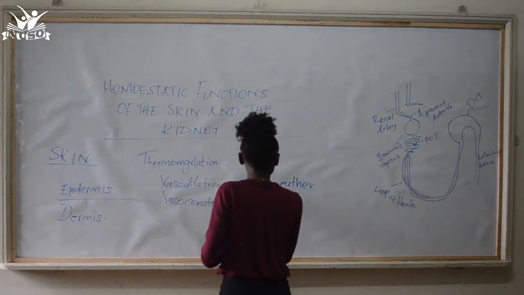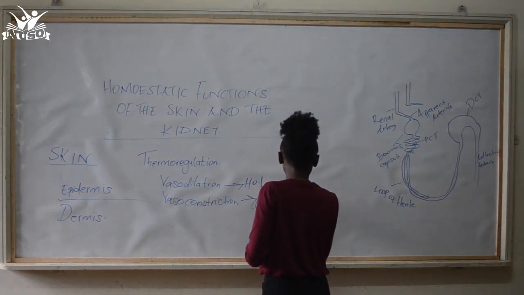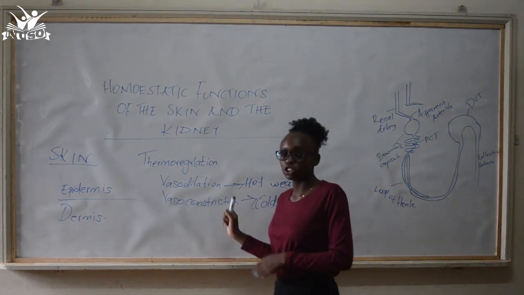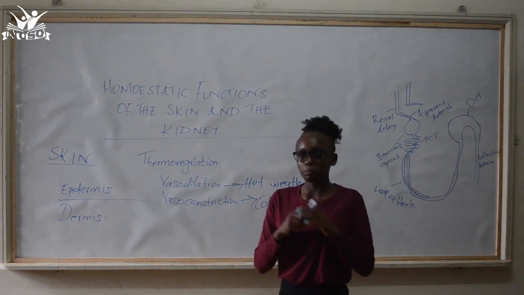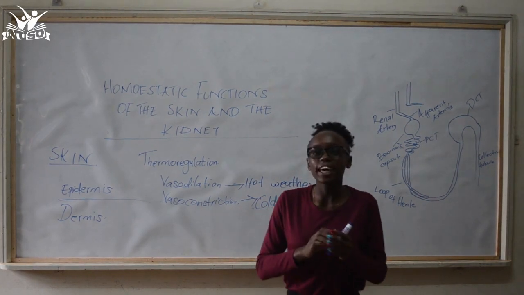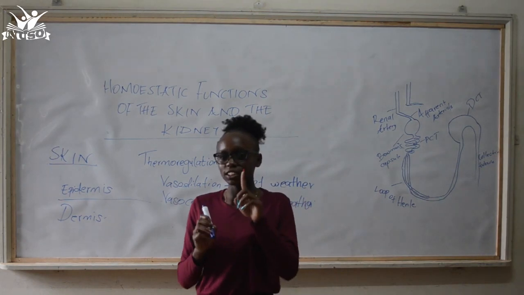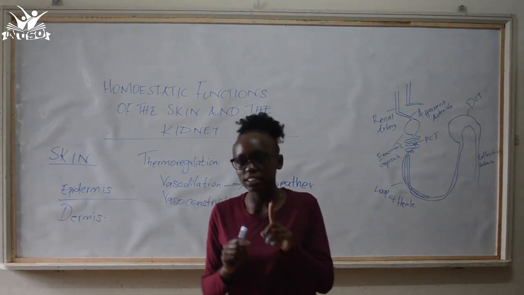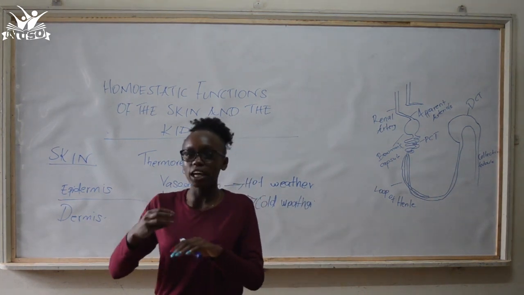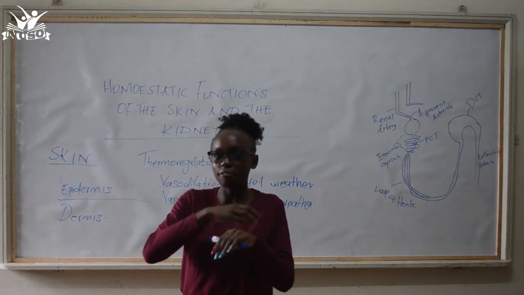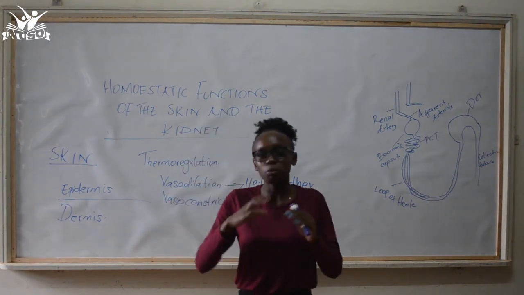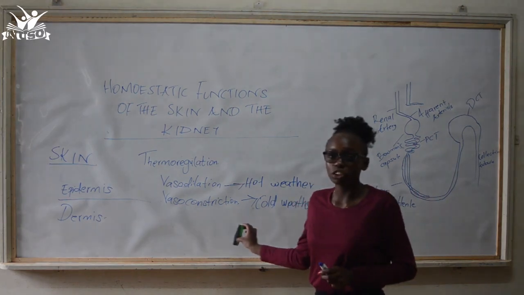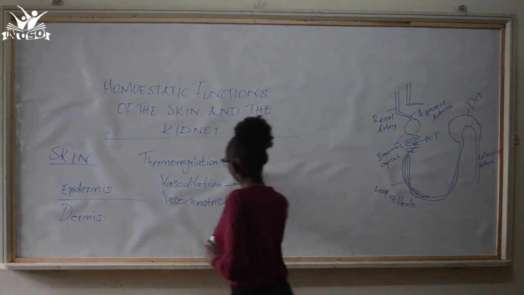Now this one happens during cold weather. During cold weather, vasoconstriction takes place, whereby the erector pili muscles contract, and then the hair follicles rise and stand up on top of the skin. This makes warm air be trapped within the hair of the skin, and thus the body temperature is maintained. Now that is the homeostatic function of the skin.